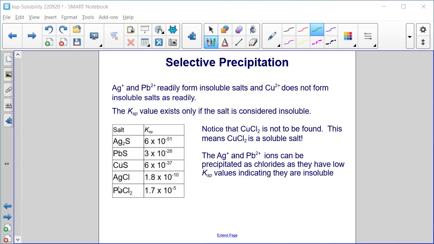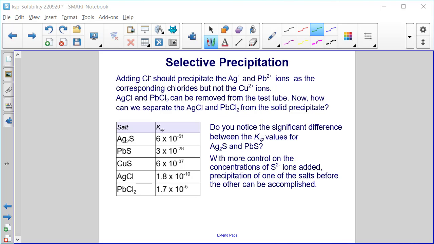So we can precipitate out the silver and lead 2+ ions as chlorides since they have low Ksp values, indicating that they are insoluble. Adding chloride should precipitate the silver and lead 2+ ions as the corresponding chlorides, but not the copper ions. So because copper is still soluble in a chloride containing solution, it will remain in the solution and the silver and the lead will precipitate out. Silver chloride and lead 2 chloride can be removed from the test tube. Now, once they're removed, how can we separate the silver chloride and the lead chloride from the solid precipitate?